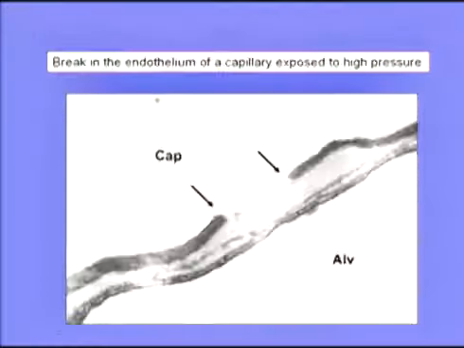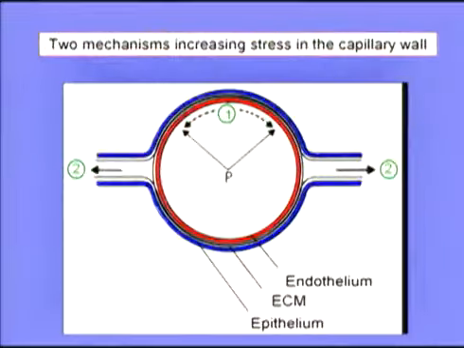And in fact, if in animal preparations you raise the capillary pressure to an unphysiologically high level, here's the capillary, here's the alveolar space, this is the alveolar wall, here's the wall of the capillary, I should say, you can see a break in the capillary endothelium, and that's an example of the ultrastructural changes that occur under these conditions. Why do the capillaries break?